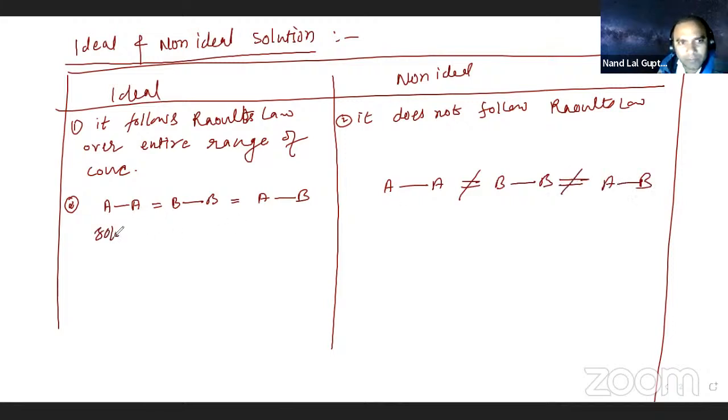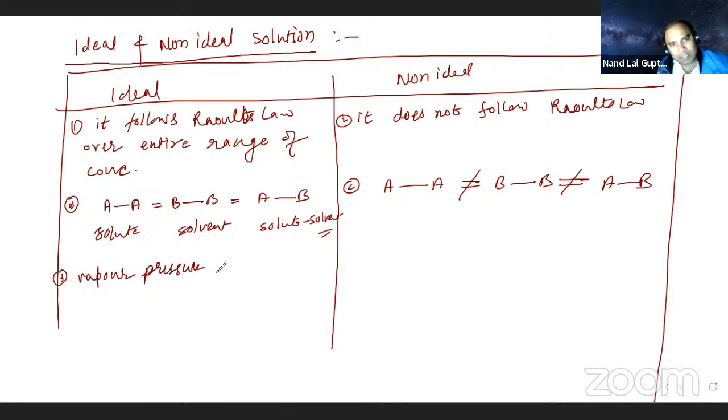This is the solute. This is the solvent. So if the interaction is the same, it is going to form the ideal solution. If it is not the same, it is not going to form the ideal solution. Vapor pressure is the same as expected from Raoult's law. Here is the next one, third one.